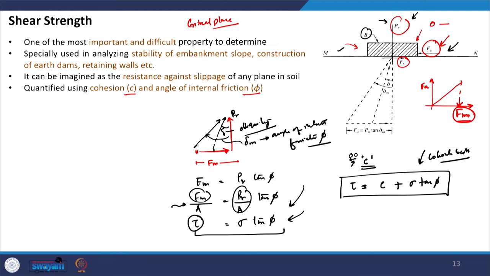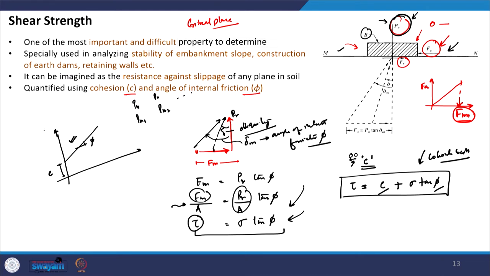Now, if you look at the equation, it can be imagined as a straight line relationship between tau and sigma, where phi is the slope of this straight line and C is the intercept. In this experiment, if we keep on increasing the value of Pn, let us say experiment 1 is conducted with Pn equal to Pn1, experiment 2 with Pn equal to Pn2, and so on, at different values, we can get this entire straight line, which means we can get the value of phi and C through this experimentation.